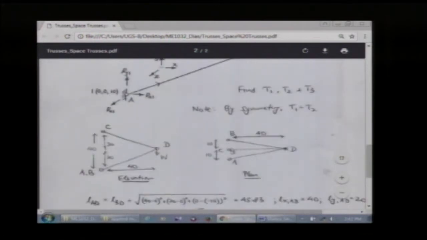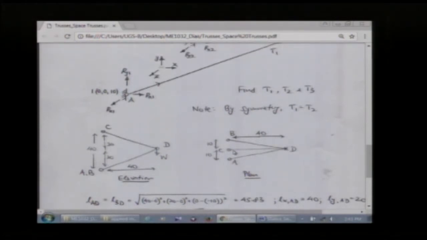So in plan, you will see that this is connected to this. When you go from C to D, you are coming from a higher elevation to a lower elevation, but if you look down like this, you cannot see it because you are seeing it in plan. The elements BD and AD are going from a lower elevation to a higher elevation. Can everybody visualize this now? That's the important thing in three-dimensional structures, to be able to visualize it.